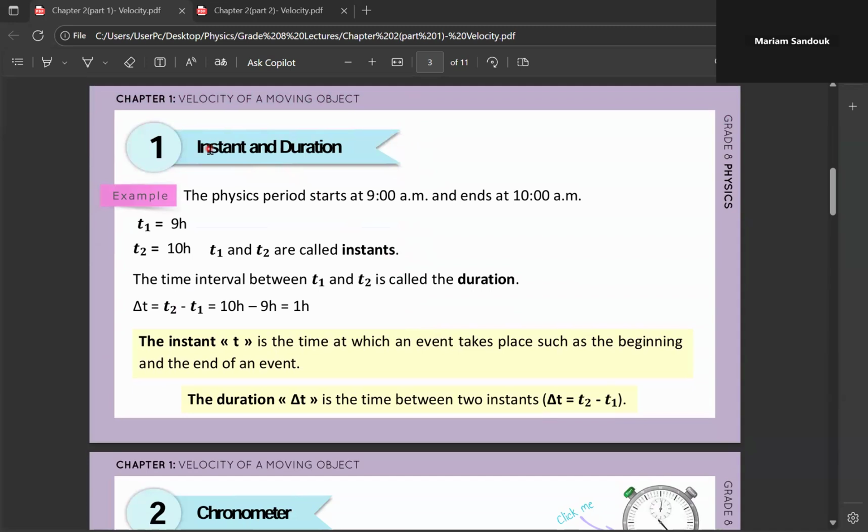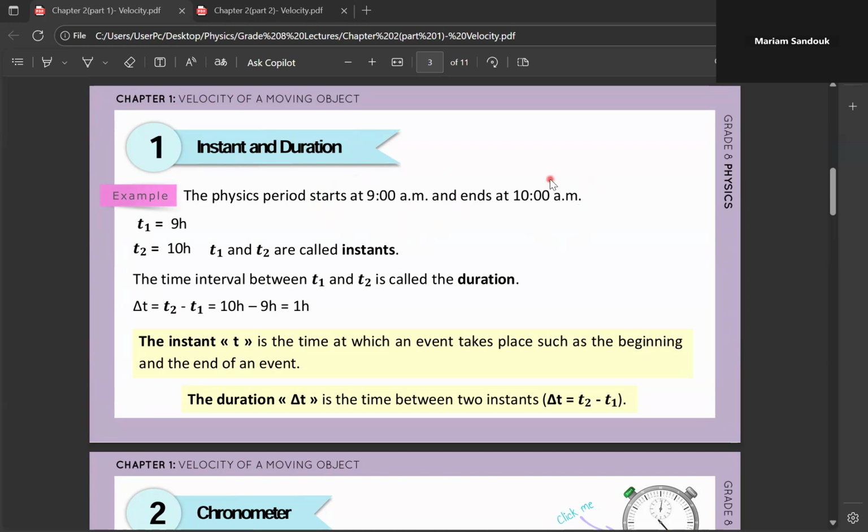Instant is the time at which an event takes place, such as the beginning and the end of an event. So let's say the physics period starts at 9 a.m. and ends at 10 a.m. What do we mean by instant? 9 a.m. is the instant because it's the time where the event started. So 9 a.m. is the beginning instant of the event.